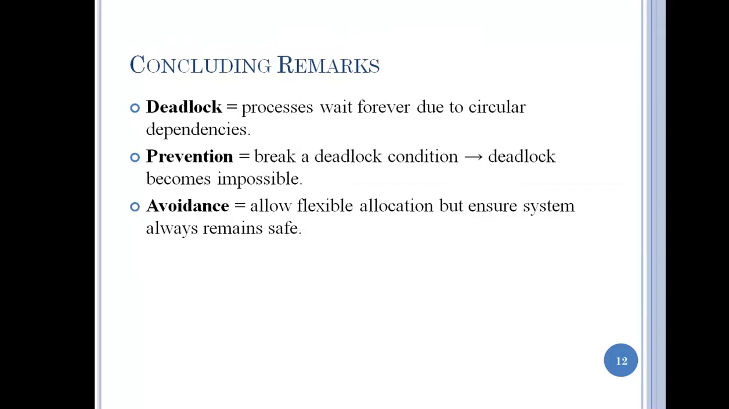So the concluding remarks: what is deadlock? It is when processes wait forever due to circular dependency. Prevention means breaking a deadlock condition, so that deadlock becomes impossible. And deadlock avoidance allows flexible allocation but ensures the system always remains safe.